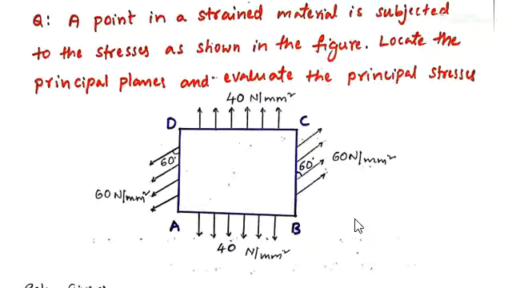So first of all, for this case, we'll resolve this inclined stress on this plane into two perpendicular components. One is perpendicular to the plane BC and one is along the BC. When you resolve that, after that we can simplify by using the principal stress formulas, the major and minor principal stress formulas, and also we'll use the condition for locating the principal planes. From that we locate the principal planes.